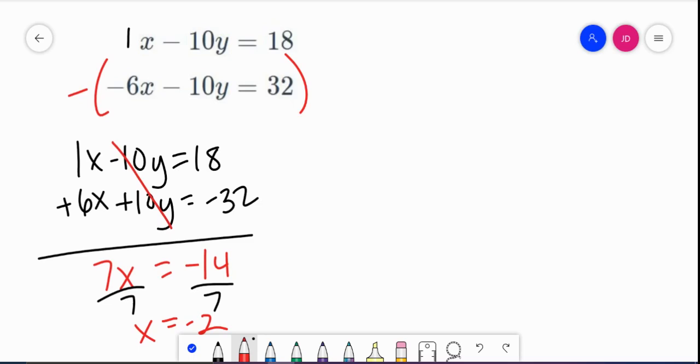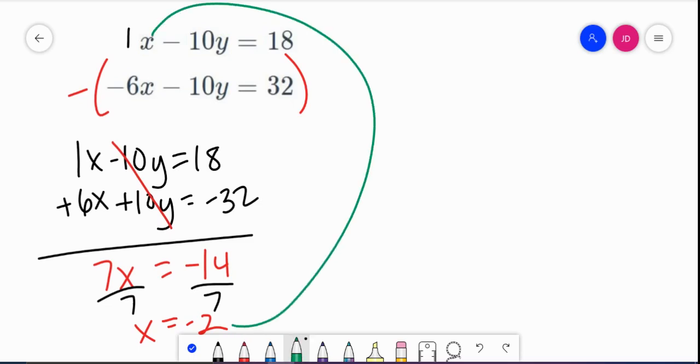All right, I'm going to plug in the top one. So 1 times negative 2, it was just really negative 2. Minus 10y is 18. Again, make sure you're plugging into the correct variable, all right? X is this. You have to plug in an x on here. Don't plug it into y. It'll mess you all up.